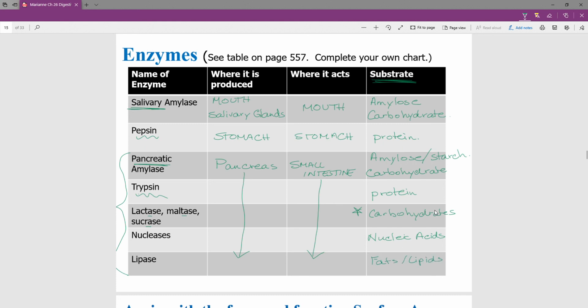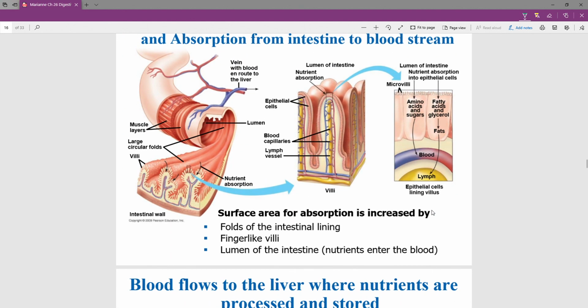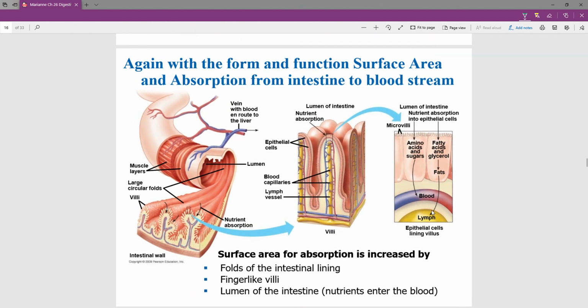So we've gone through a lot that's going on in the small intestine. We're going to talk about a little bit here, again, with the form and the function. So we've seen a picture similar to this, and we know that one of the key jobs, the key functions of our digestive system is absorption or exchange with the outside world. And so we've got a lot of surface area, which is the form that supports the function of absorption.